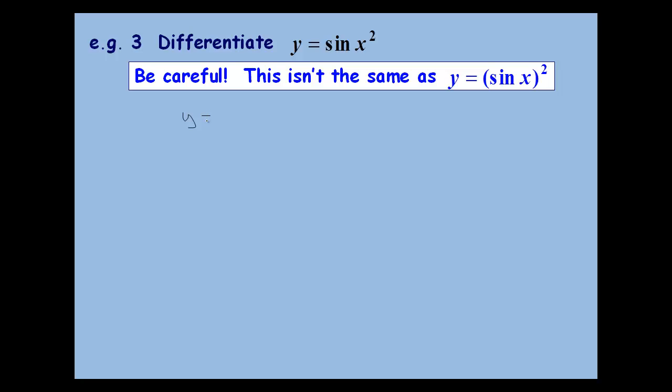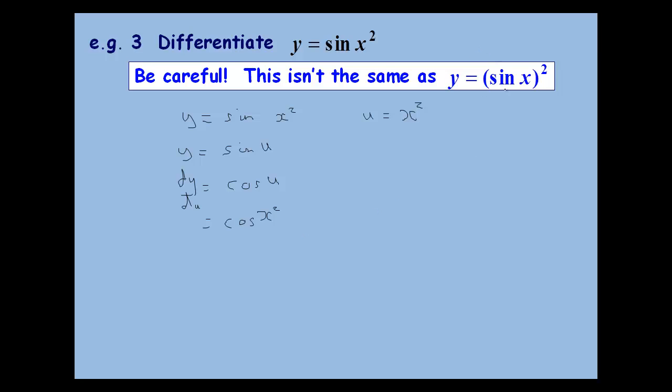Okay, hopefully that was successful. We'll write it out again. This time, and hopefully you worked this out for yourselves, we're going to use the substitution u equals x squared. That gives us y equals sin u. So dy/du equals cos u, which is cos x squared.